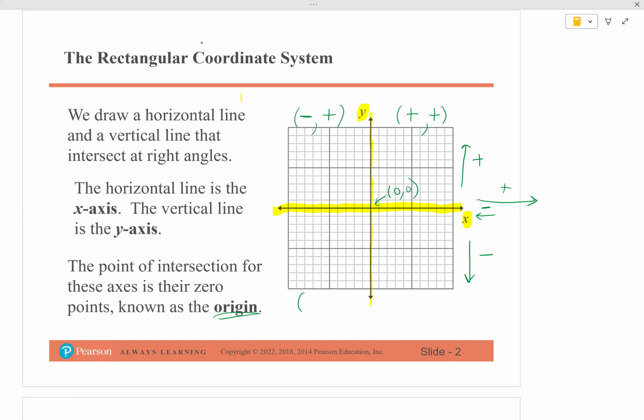Down here at the bottom left corner, we have negative x values because it's to the left of the origin, and also negative y values because it's below the origin. Down in the bottom right quadrant, we have positive x values and negative y values. So anyway, that helps me sometimes. Okay, that looks good. So that's what we've got.